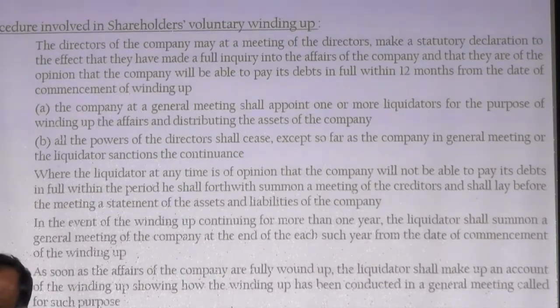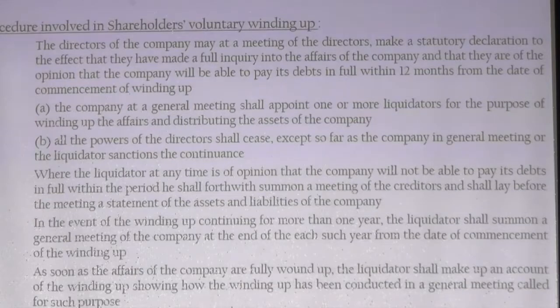The third step would be where the liquidator at any time is of the opinion that the company will not be able to pay its debt in full within the period that I first mentioned, a 1 year period. He shall forthwith summon a meeting of the creditors and shall lay before the meeting a statement of the assets and liabilities of the company, so that the creditors would get to know that the company is going to be wound up and there aren't enough assets remaining for the company to settle all its dues in full.